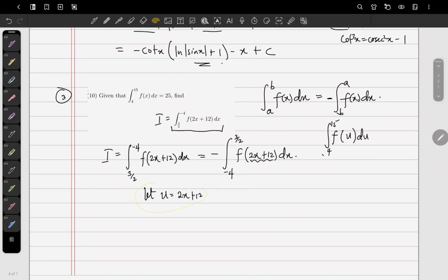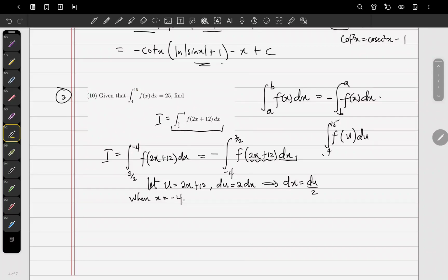And if u is equal to 2x plus 12, it is going to have an effect on both the x and the limit. So this means that du is equal to 2 dx, and then that means that x is equal to u over 2. Also, because these limits were given to us in x, as we are traveling to the u world, we need to change the limits as well to u.